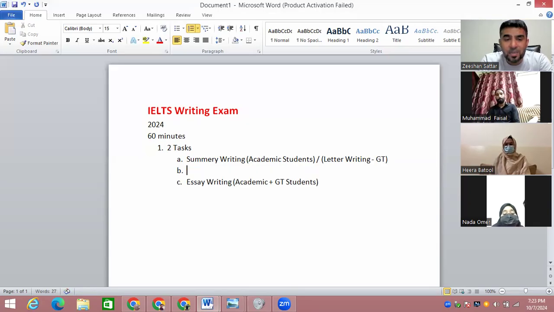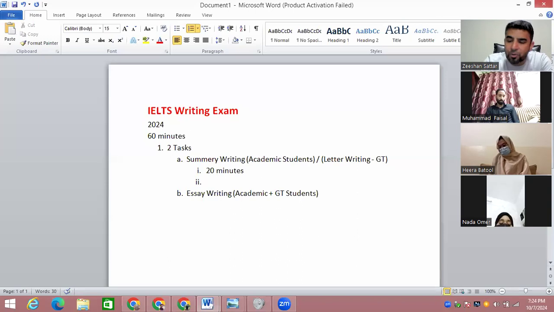What is summary writing? Students will be provided 20 minutes out of 60. So 20 minutes in total will be given for summary writing. And students have to write 150 words in total on a picture.